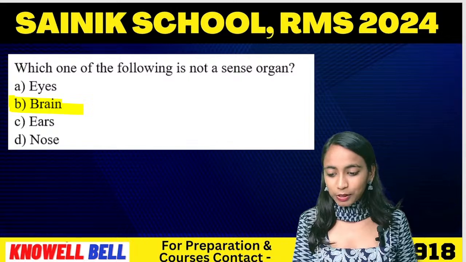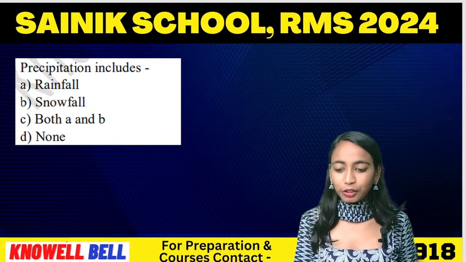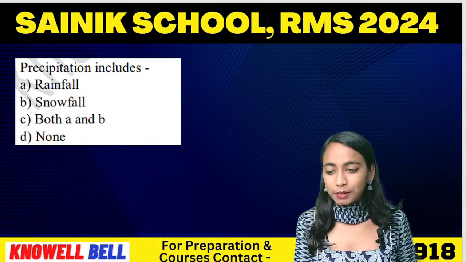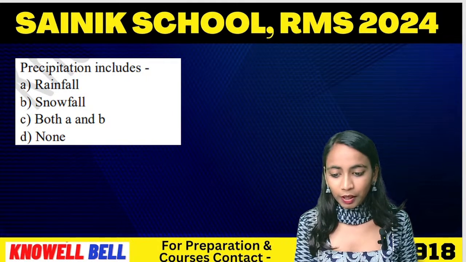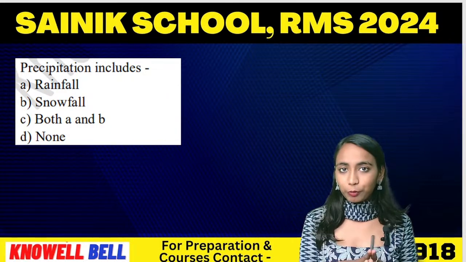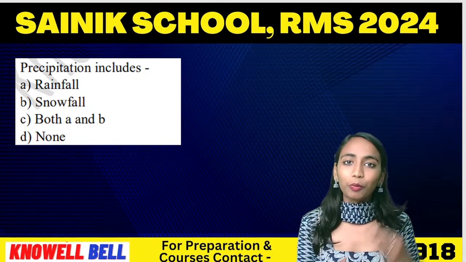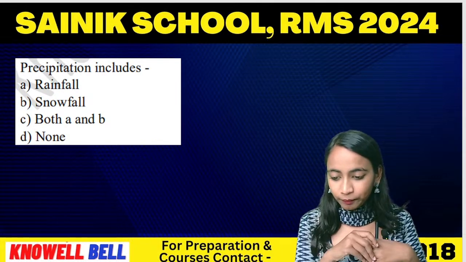Okay. The next question after this, we have the second one. Precipitation includes. What is the meaning of the term precipitation? Many a times in the water cycle and in a lot of places we use the term precipitation. तो यहाँ पे precipitation term का क्या मतलब है? This you have to keep in mind. Rainfall, snowfall, both A and B, or none. What is the meaning of precipitation?